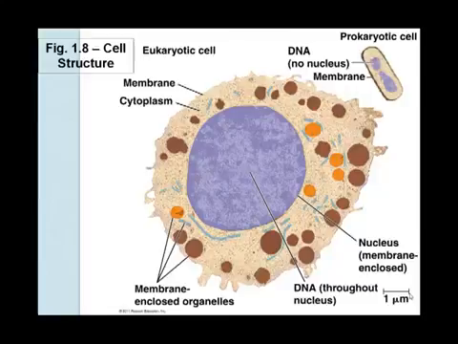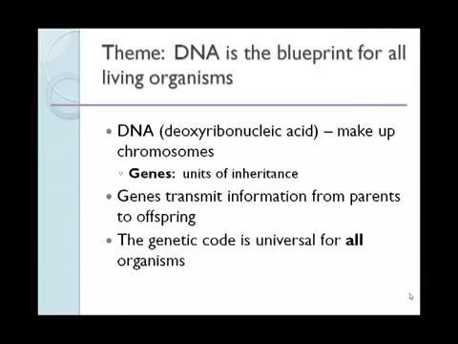Eukaryotic cells are larger and have their DNA enclosed in a nucleus. They also have many internal compartments called organelles. Organisms with eukaryotic cells include protozoa, fungi, algae, plants, and animals. We will explore the structure and function of eukaryotic cells in much more detail later in this course.